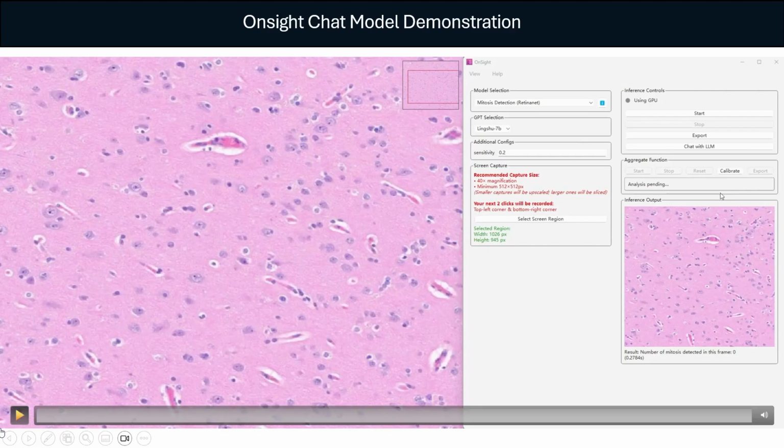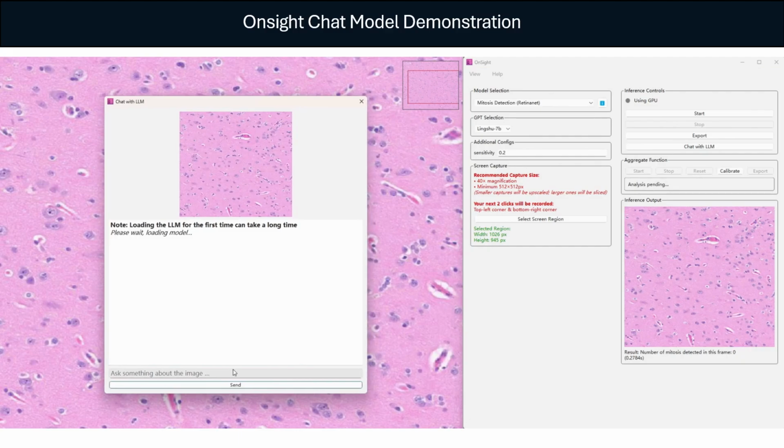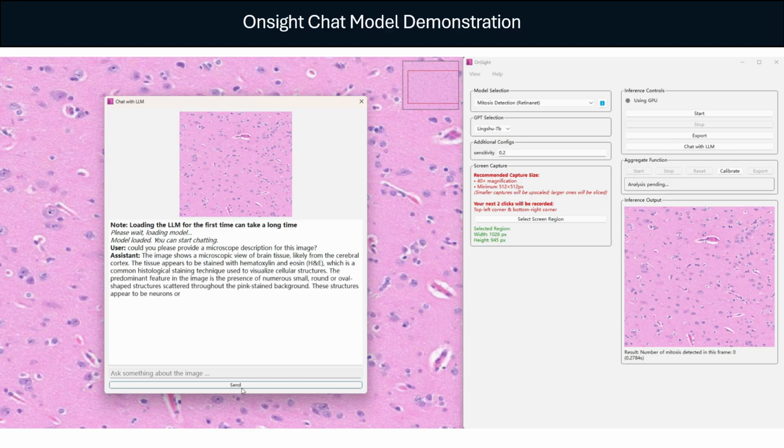So OnSight Pathology also offers a large language model for the users to chat with. This AI model is very beneficial for training purposes and offering additional insights on complicated cases where just a regular classification label might not be appropriate. As you can see, we can chat with the model and ask it to describe the tissue type. And the AI assistant will respond in one or two paragraphs and describe the histology present.